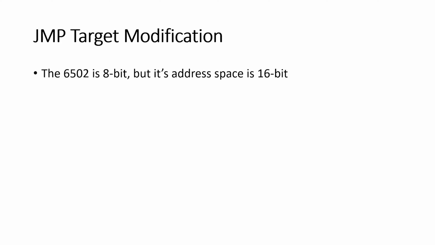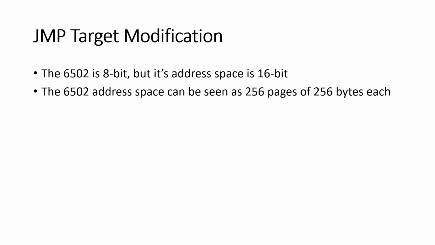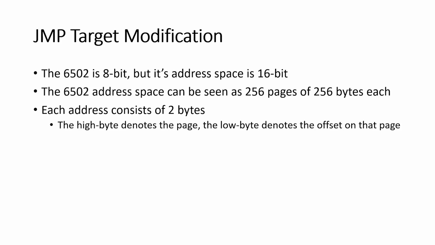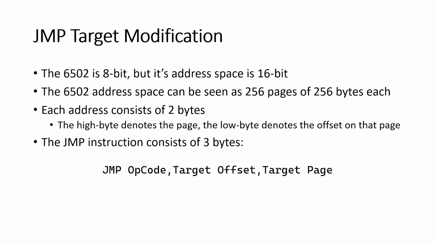The 6502 is an 8-bit machine, but its address space is 16-bit. The address space can be seen as 256 pages of 256 bytes each. Each address consists therefore of 2 bytes. The so-called high byte denotes the page, and the so-called low byte denotes the offset into that page. Therefore, a jump instruction consists of 3 bytes. First, there's the opcode, then there's the target offset, and then there's the target page.